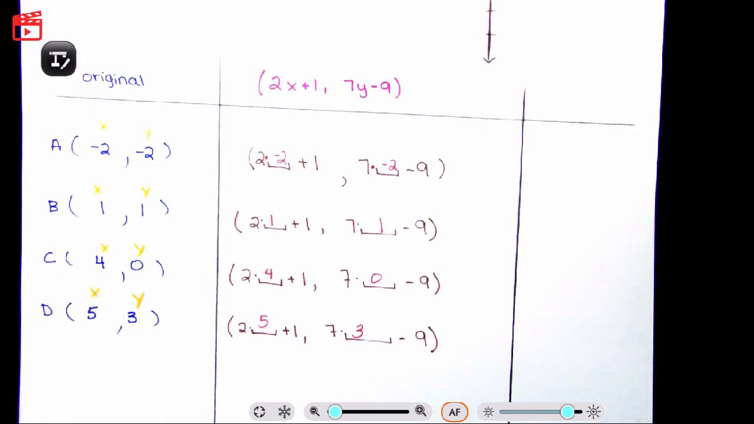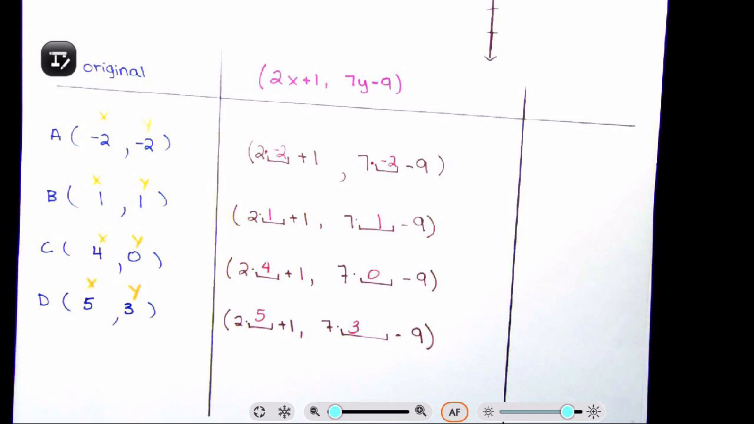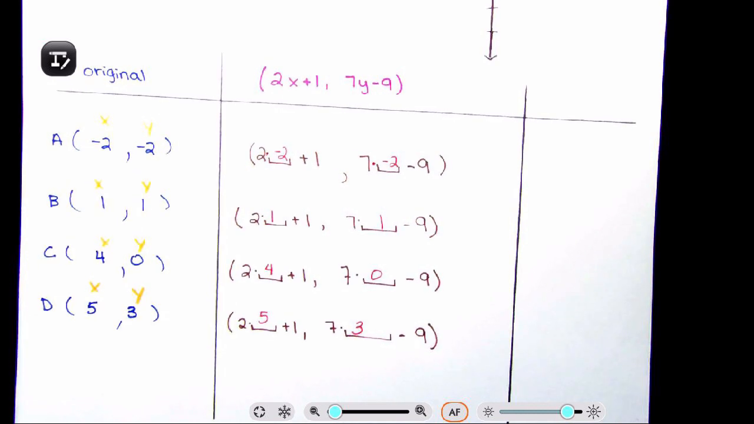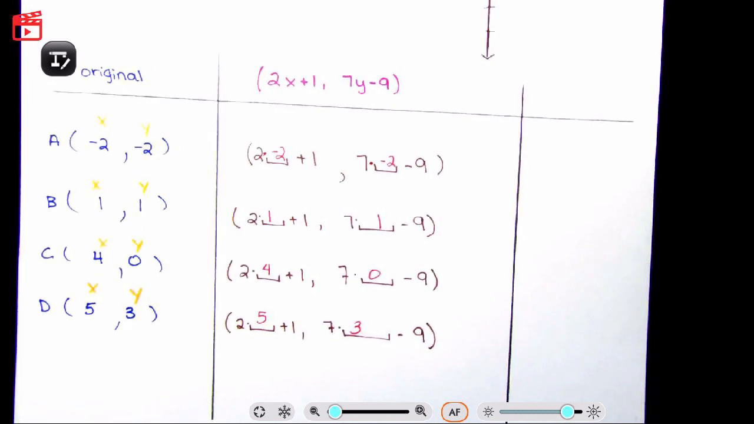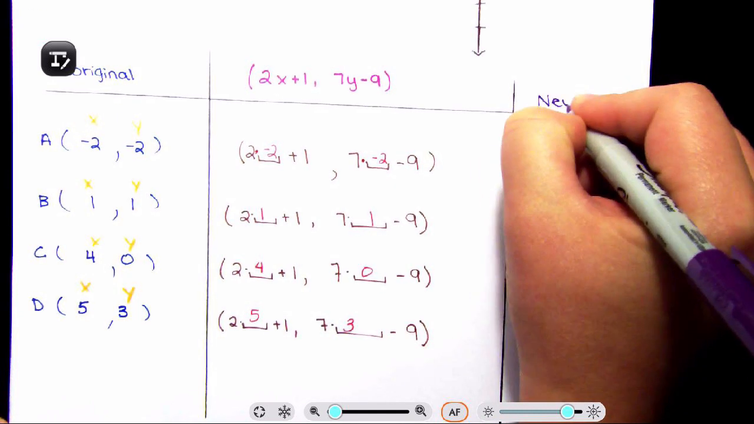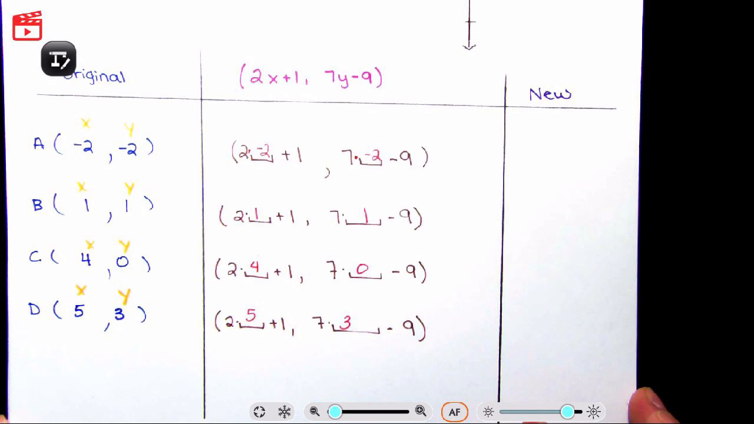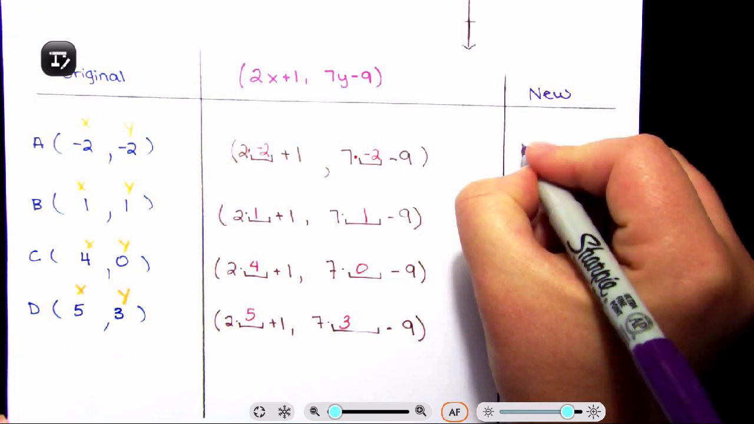Then, if you would like to use a calculator, I am allowing you to use a calculator here because I'm testing you on your transformation, on your graphing, and I'm not testing you on your algebra skills right now. So what we're doing here is you're going to write your new points. These are your new transformed points. When you have your new points, make sure that you add a prime to it.